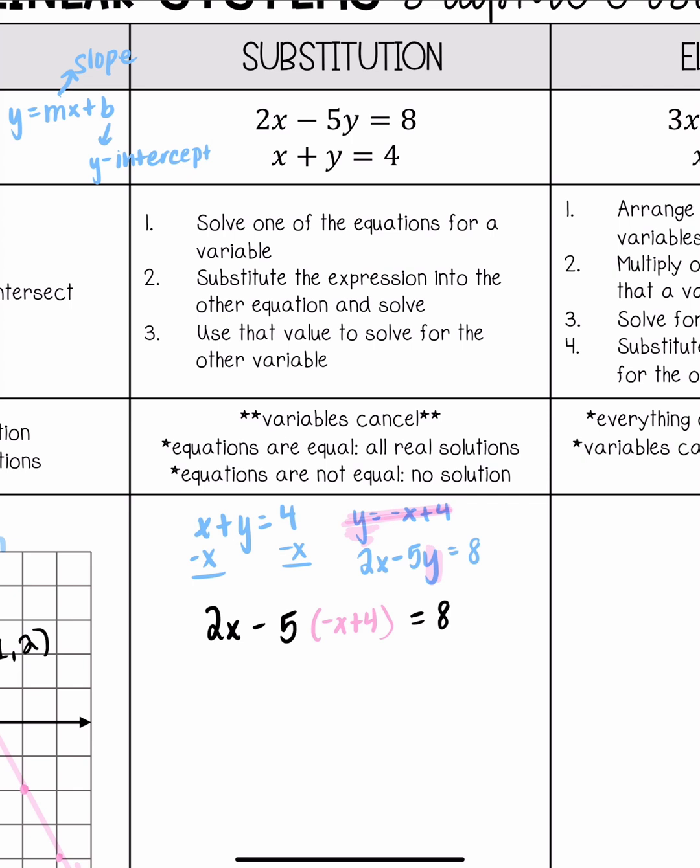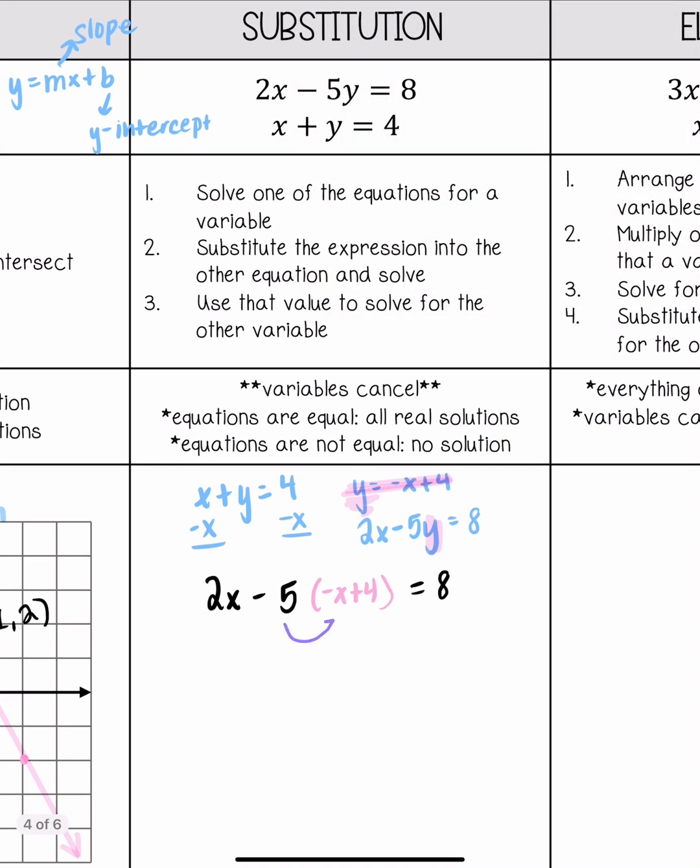So now I'm going to solve for x. The first thing I'm going to do is distribute the -5 to the -x, and then the -5 to the +4. I'll have positive 5x, because the negative times the negative is a positive, and then -5 times 4 is -20. So then 2x plus 5x is 7x, minus 20 is equal to 8.